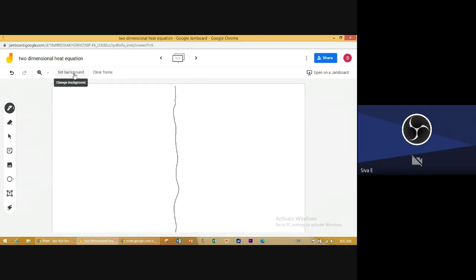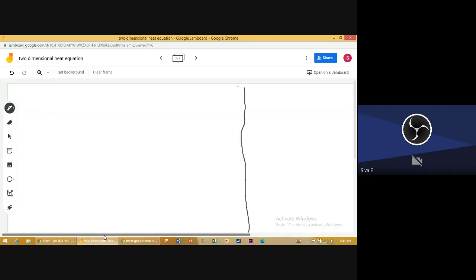Maximum 20 slides are there, not more than. Okay, fine. Split the board.